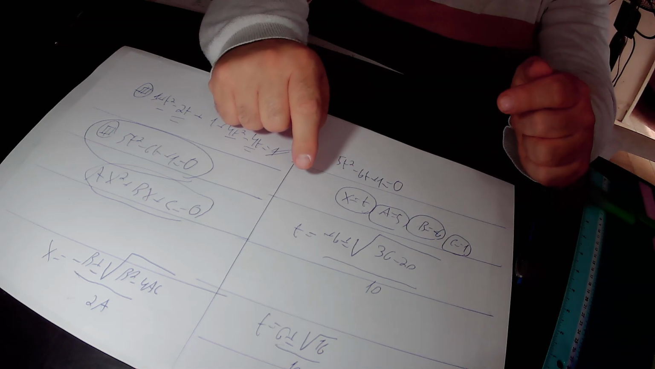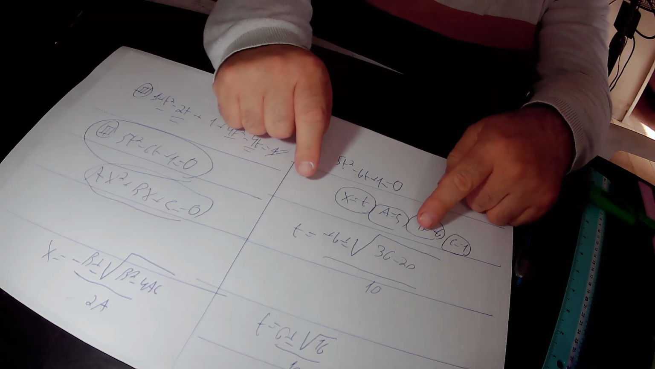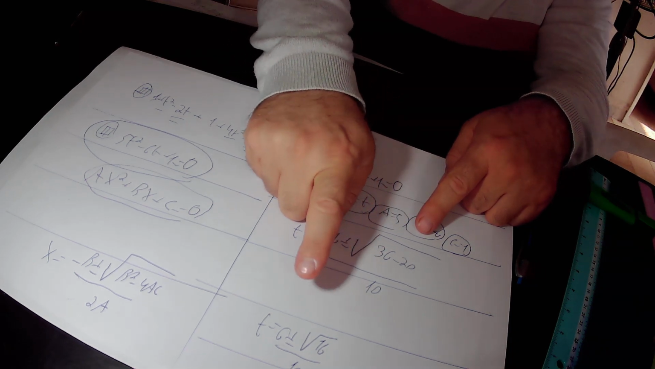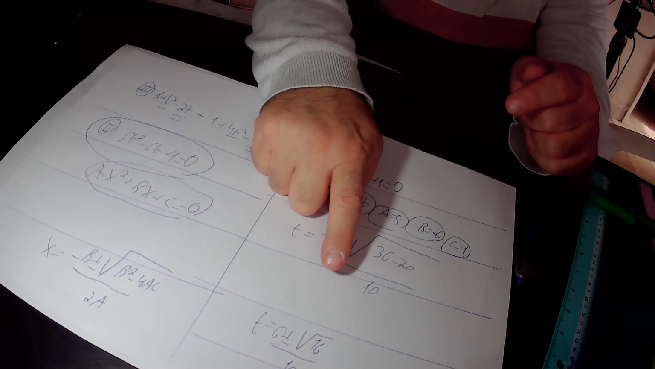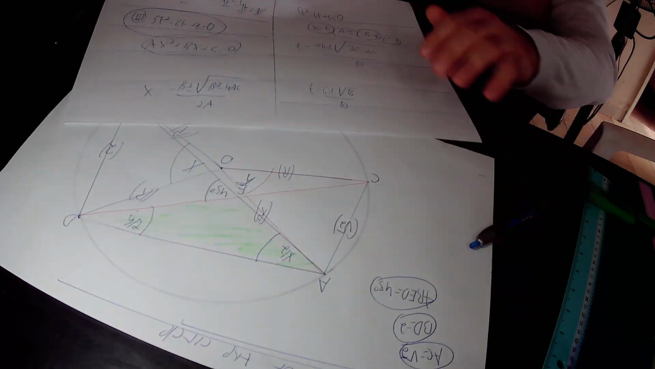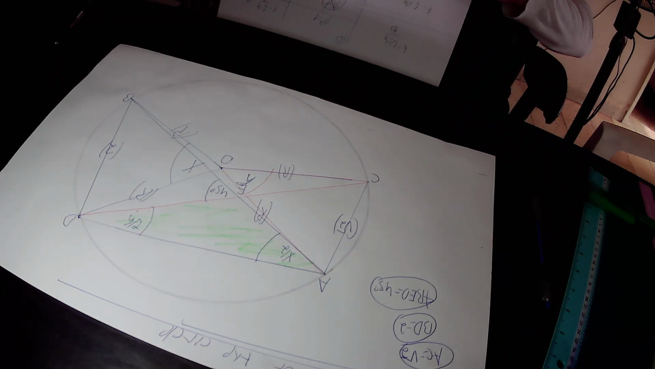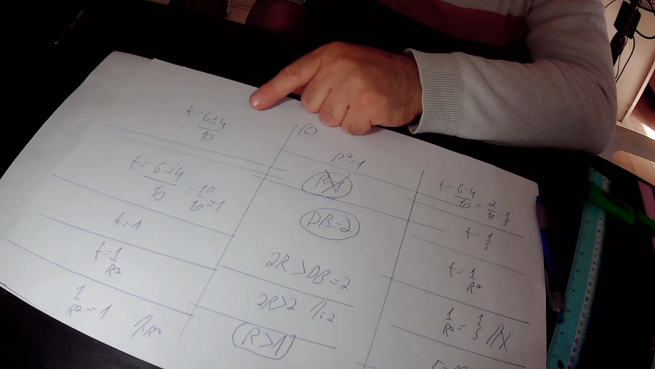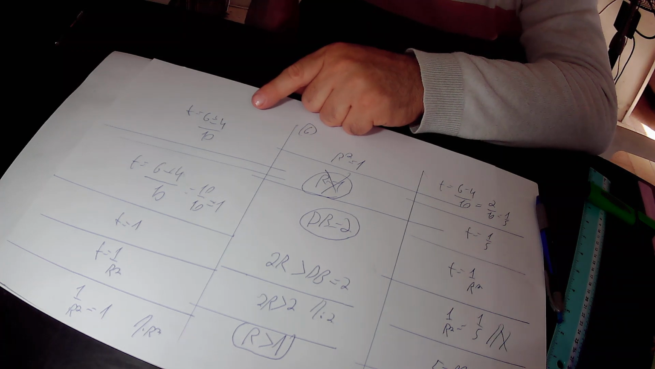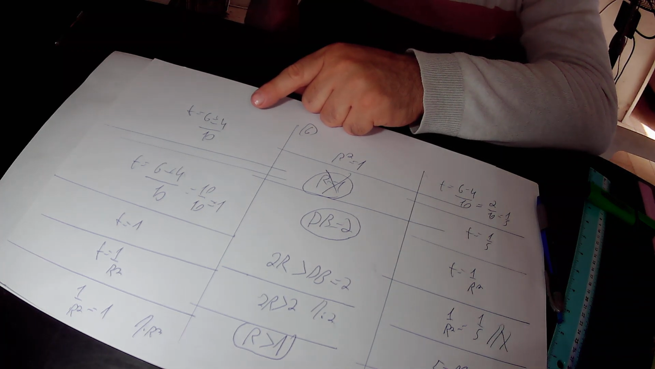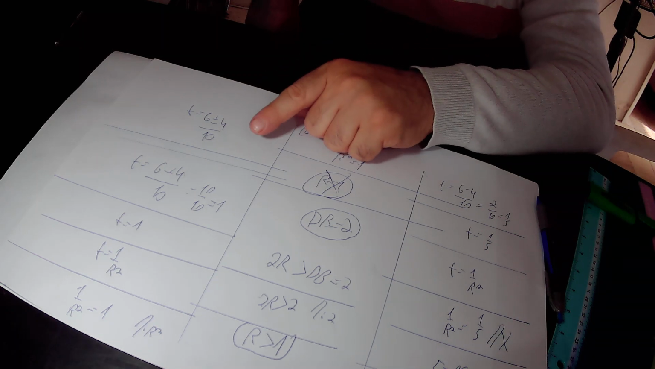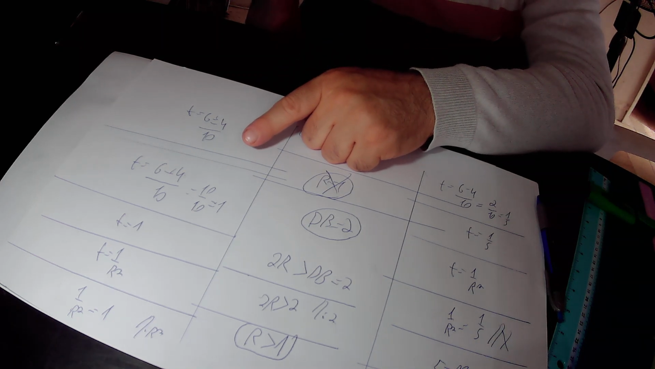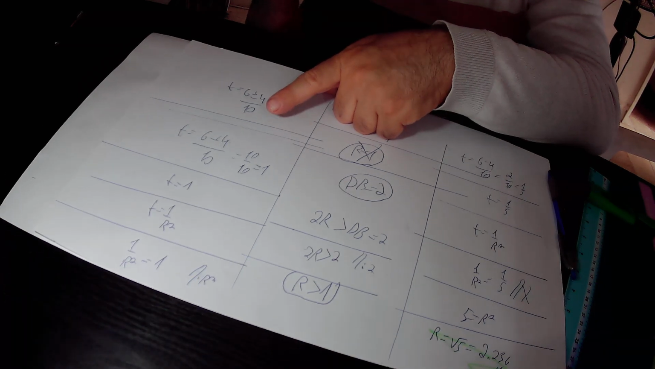So we found out that t equals 6 plus or minus the square root of 36 minus 20, which is 16, divided by 10. The square root of 16 is 4. So in total, t equals 6 plus or minus 4 over 10. Here we have two possible solutions for t. The first solution is t equals 6 plus 4 over 10. 6 plus 4 is 10, and 10 over 10 is 1. So the first solution for t equals 1.